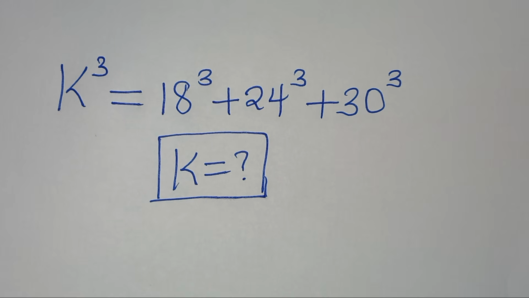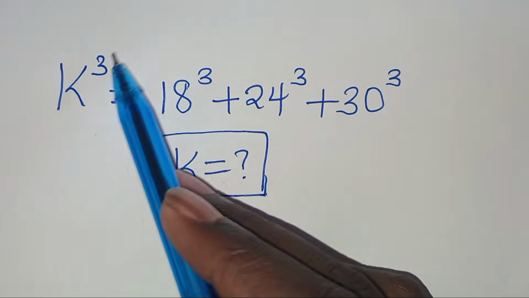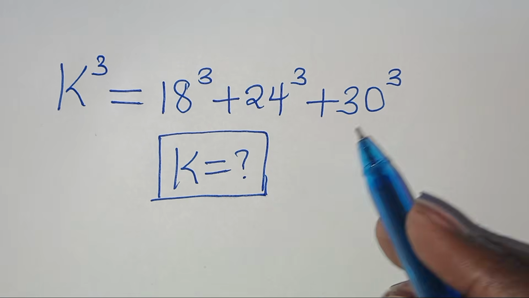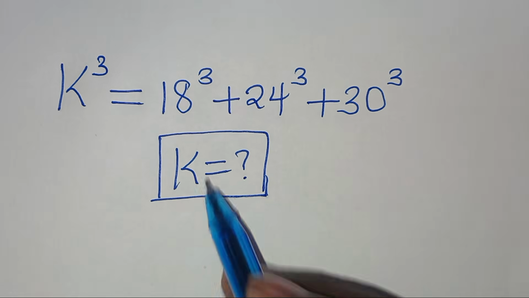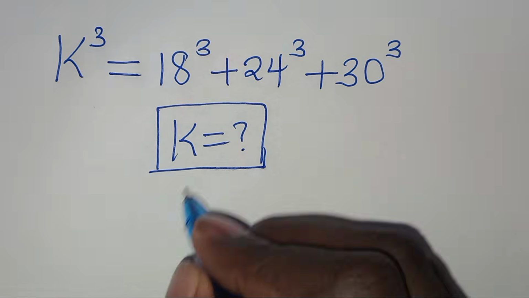Hello everyone, you're welcome to solve this nice algebra problem: k to the power of 3 is equal to 18 to the power of 3 plus 24 to the power of 3 plus 30 to the power of 3. So what is the value of k, or what are the values of k? Now let's provide a solution from here.